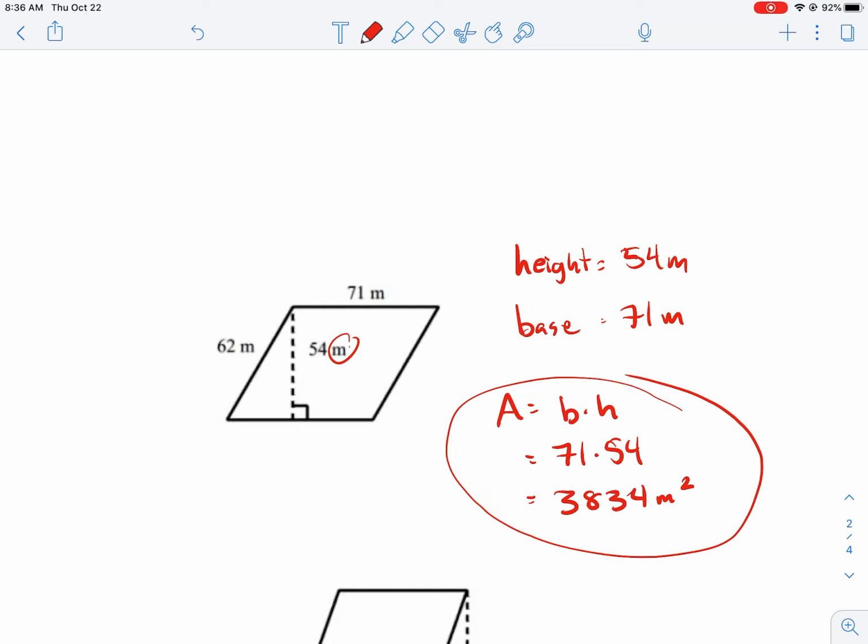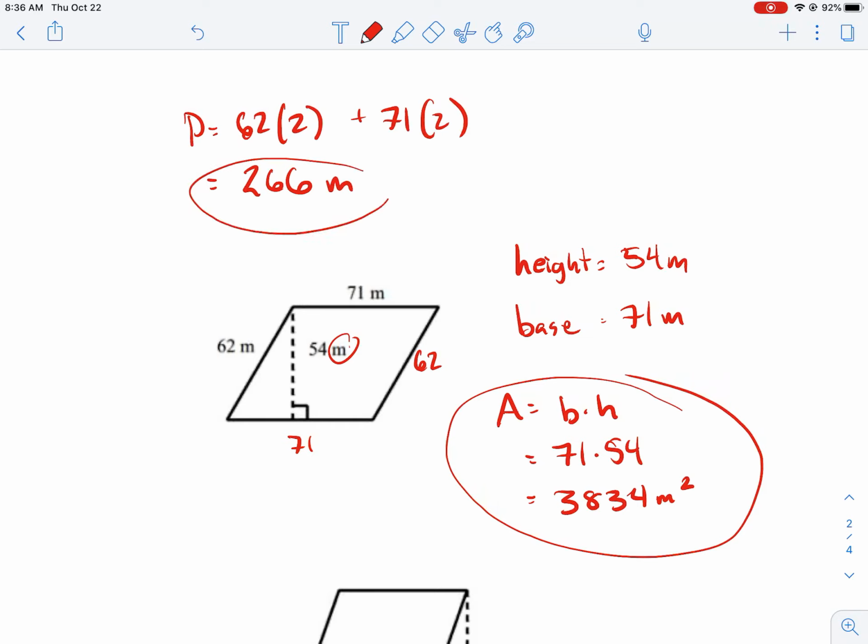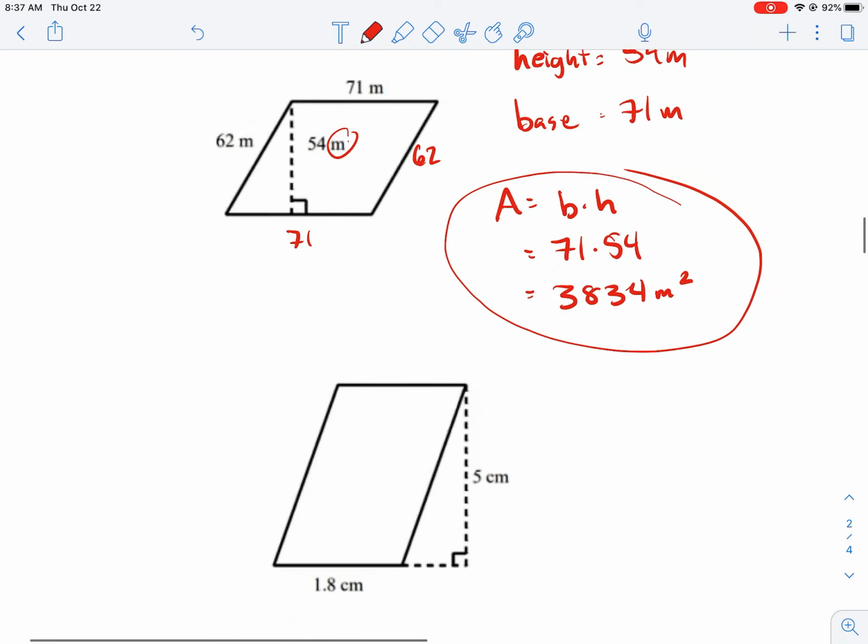All right, how about the perimeter? Well, the perimeter is going to be 62 times 2 plus 71 times 2. And so 62 times 2 plus 71 times 2, and I get 266 meters. Okay? And so that's how we find the area and the perimeter of that particular parallelogram. Let's go down to the one below.